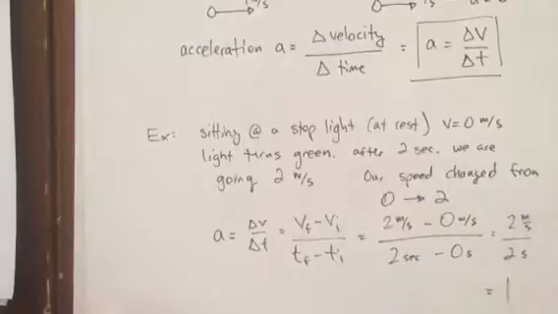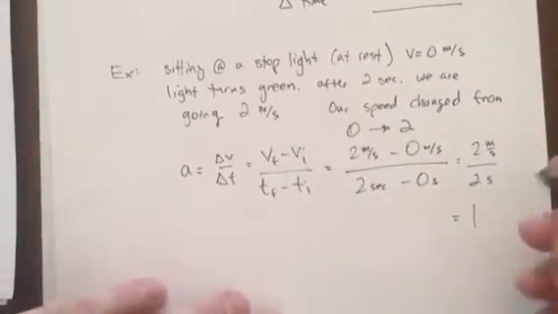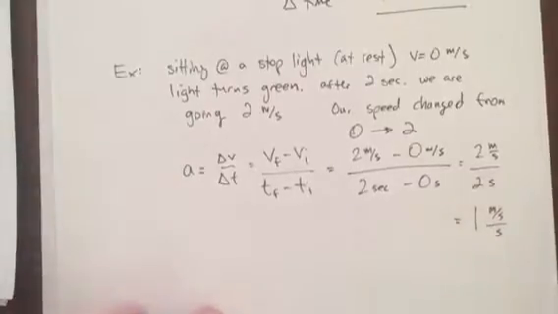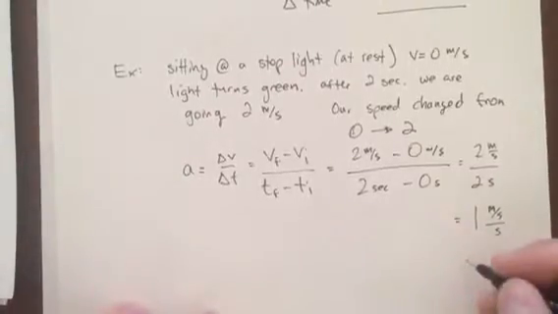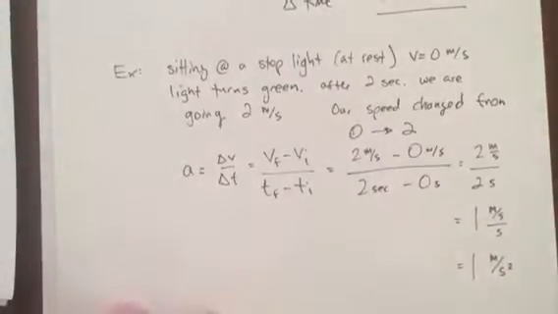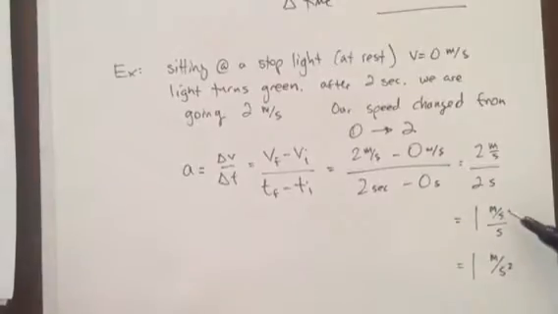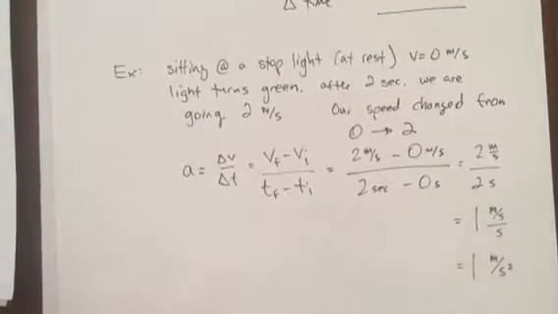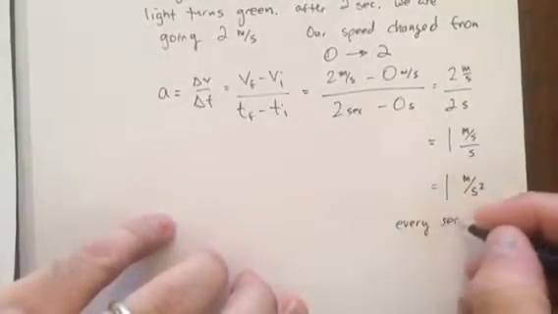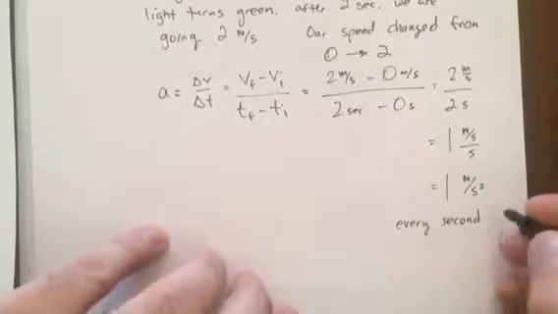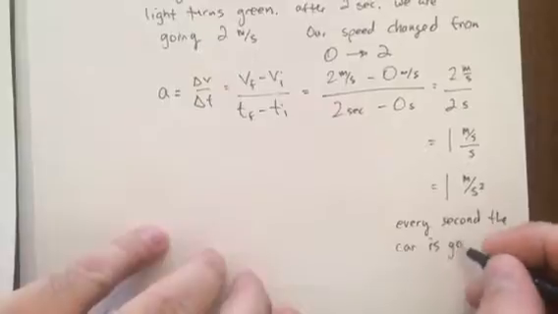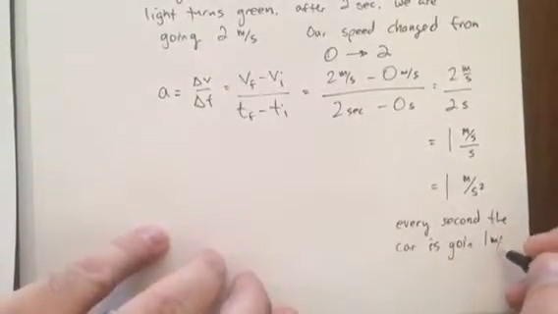2 divided by 2 is 1, but unit-wise, we have meters per second per second. This is often written meters per second squared because there's 2 seconds in the denominator. It basically means that after every second you're going this many meters per second faster. For this particular example, if acceleration stays the same, every second the car is going 1 meter per second faster.